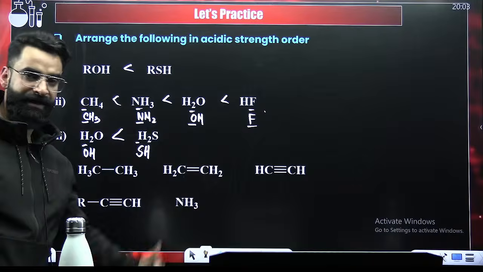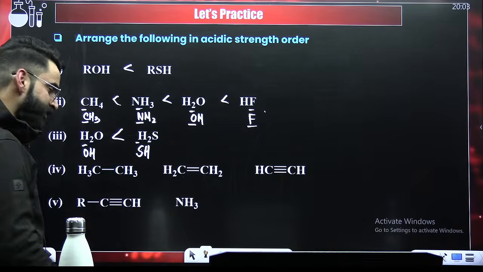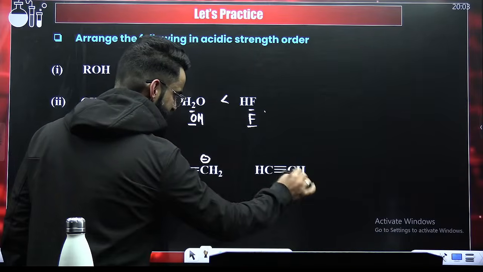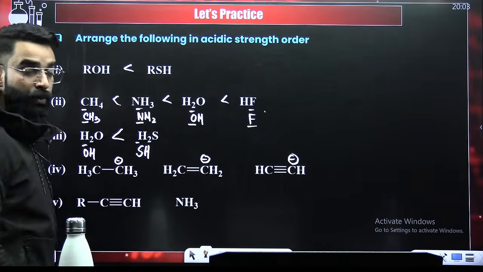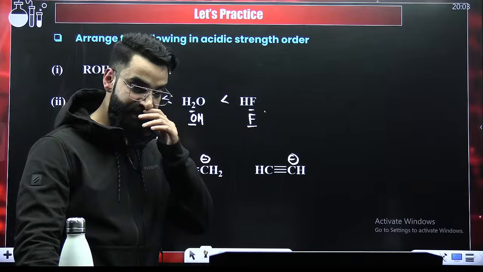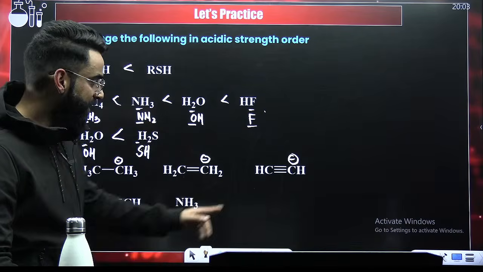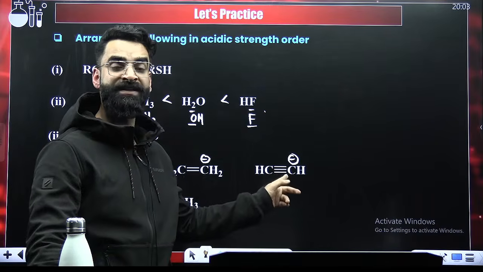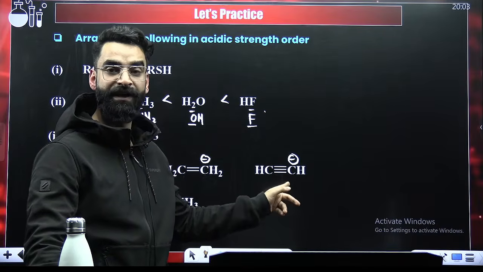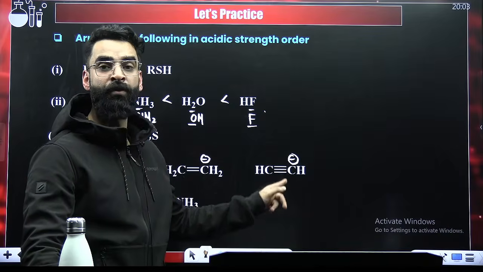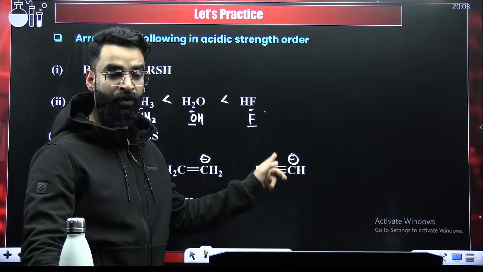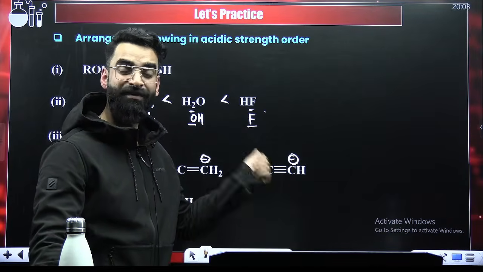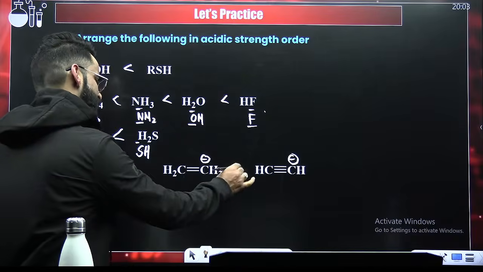Now, if you look at this particular case, again, my dear students, take H positive out, there'll be a negative charge here. Take H positive out, there'll be a negative charge here. Take H positive out, there'll be a negative charge here. Now compare the stability of the conjugate bases. Triple bonded carbon, double bonded, single bonded. Triple bonded carbon means more S character. More S character means more electronegativity. And negative charge is more stable on a more electronegative atom. So the conjugate base that gets formed here is more stable. The more stable the conjugate base, the stronger the acid is going to be.